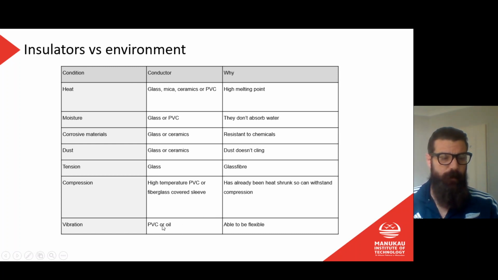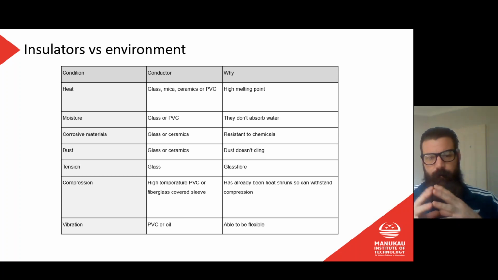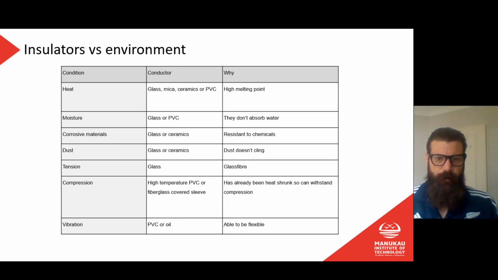And vibration, PVC again, and you can see that PVC is in most of these, because that's why it's a really common and useful insulator. Or oil, and as I said before, there's some heat dissipation reasons why we could use oil, but also in that situation where you've got movement, then the oil is not going to fall apart. It's oil, it's not a solid object.